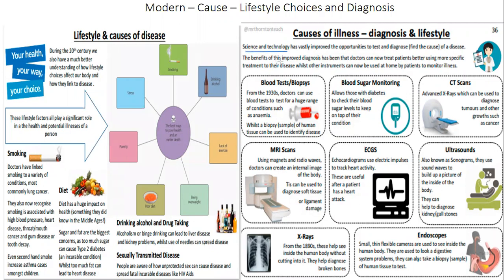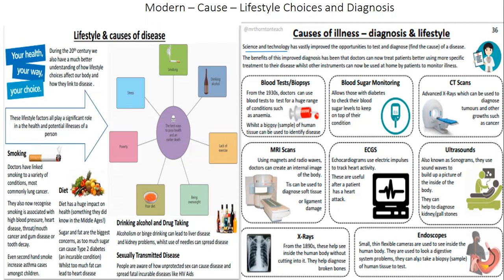And the benefit of improved diagnosis is that doctors can treat patients better using specific treatments, because this diagnosis allows for better focus on what is wrong with the patient. So you've got 8 types of diagnosis here. So you've got blood tests and biopsies. Blood tests can track many things for conditions such as anemia. A biopsy is where a sample of human tissue can be used to identify disease.